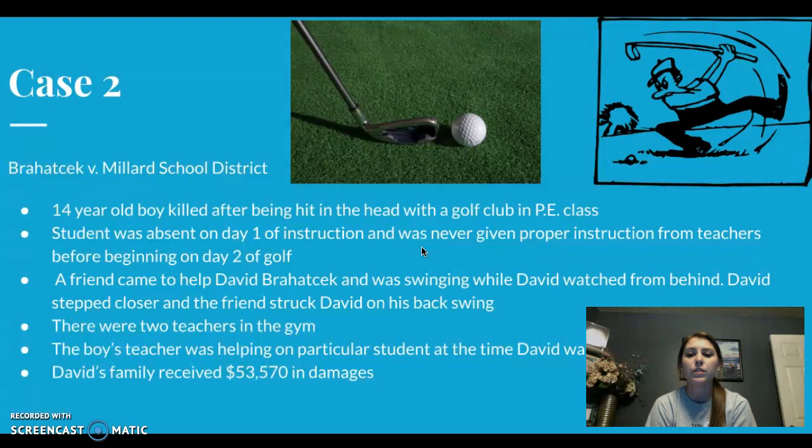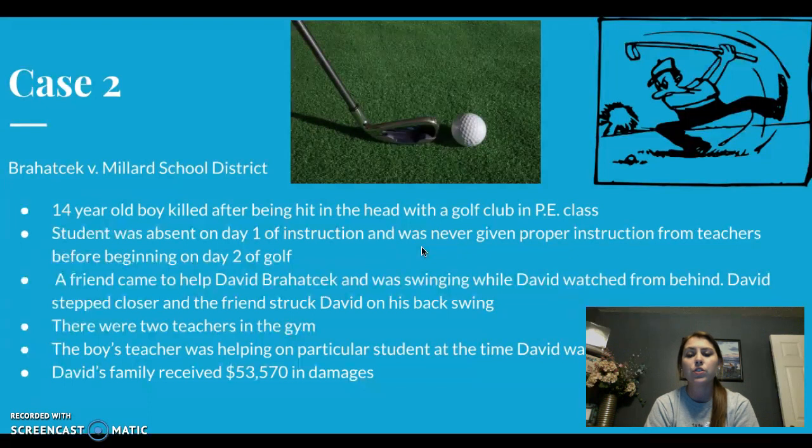Now, what happened was the student was absent on the first day of instruction. And then on day 2, whenever he actually came in to start playing, he was never given proper instruction on how to handle the golf club. So one of his friends came over to help. David was the kid that was killed. While the boy was helping David, the kid took 2 practice swings and David was standing behind him, and then whenever he stepped up to the golf ball to actually take a real swing, David scooted up and the kid actually hit David in his backswing.